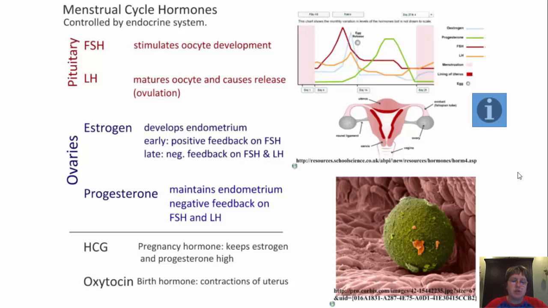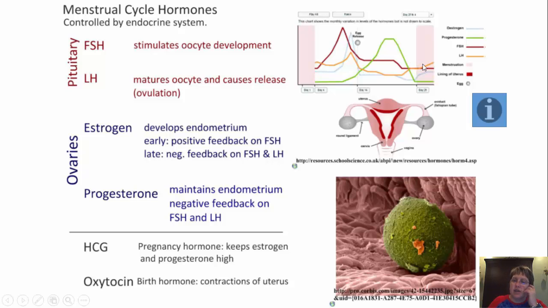The other two, the fifth and the sixth, you have HCG, which is a pregnancy hormone. So if the woman is pregnant, this will be released, and this keeps the estrogen and the progesterone levels high. And then you have oxytocin, which is a birth hormone, and that's what starts the contractions of the uterus.